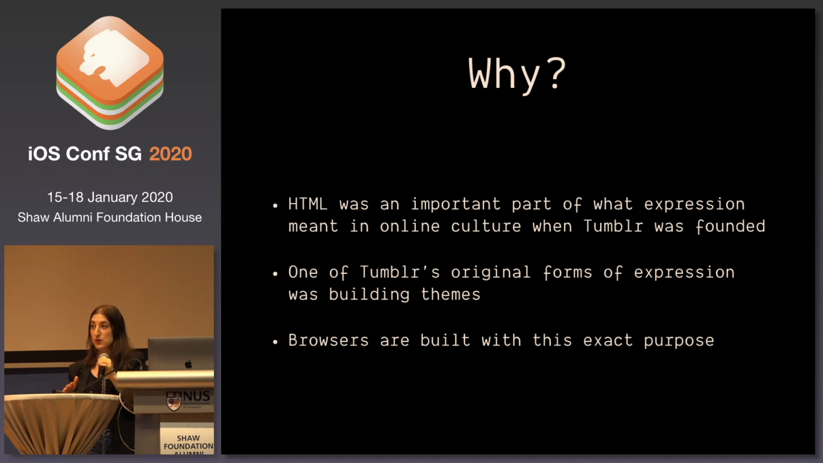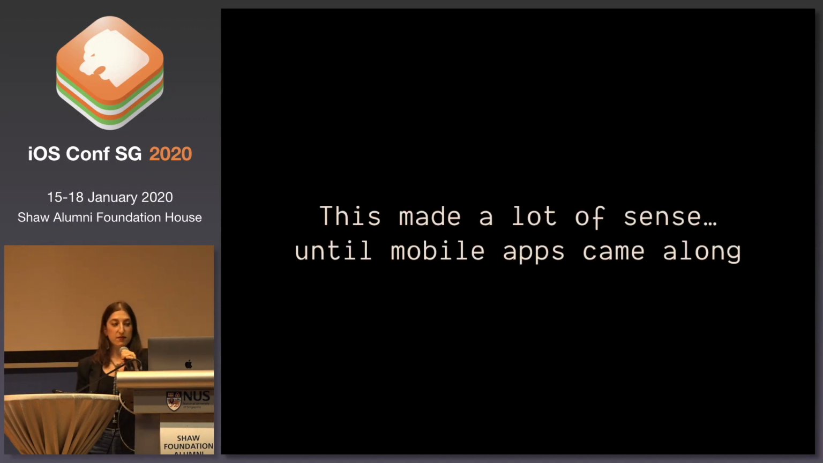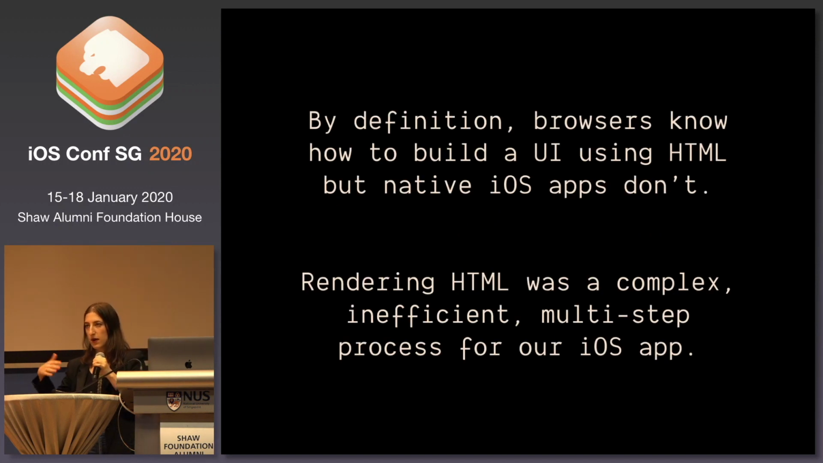So the fact that posts were stored as HTML was very efficient and useful, because people were using Tumblr on the web, and so browsers could very easily figure out how to display HTML. This made a lot of sense until mobile apps came along, which now are a very important way that people obviously want to use social media.